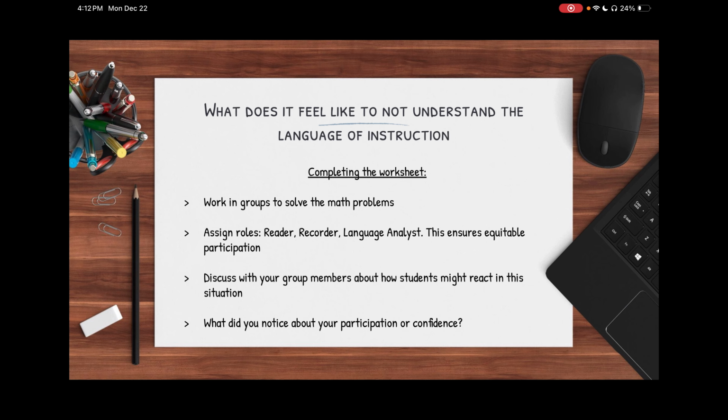So I want you to do this worksheet and discuss with your group members about how students might react in this situation. And just kind of talk to them and see, what do you notice about your participation throughout the worksheet? What do you notice about your confidence? How would students react in this situation in a classroom setting where it might be a bit more stressful?